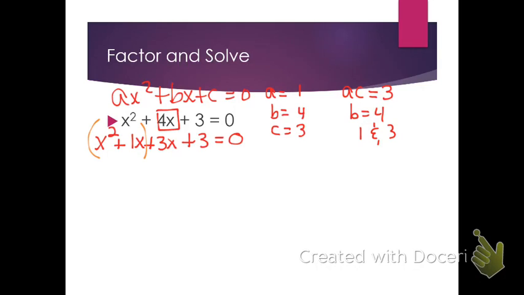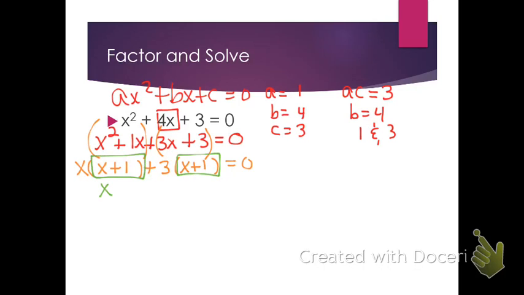Next, I'm grouping the first two terms together and grouping the second two terms together and treating them as two separate GCF problems. X squared plus 1x has a GCF of x. After I factor out the x, I'm left with x plus 1 in the parentheses. Copy the plus sign. 3x plus 3 has a GCF of 3. After I divide out the 3, I'm left with an x plus 1. Copy the equals 0. If I've done this correctly, my binomials should be the same.